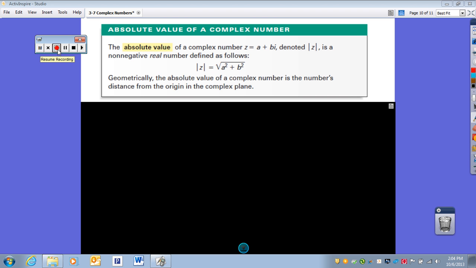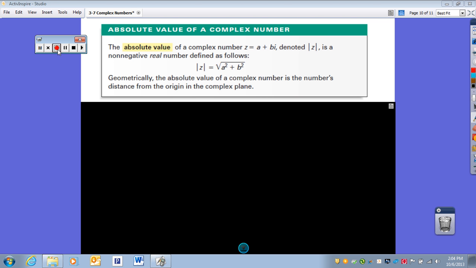The last thing that we're going to take a look at with our complex numbers is how do we find the absolute value of a complex number. As you can see in the definition, the absolute value of a complex number is denoted by the absolute value of z. It is a non-negative real number, and it's defined as a squared plus b squared, the square root. Now, that should look familiar to you. This actually is going to be the distance from the origin on the coordinate plane to the point that is graphed for the complex number.